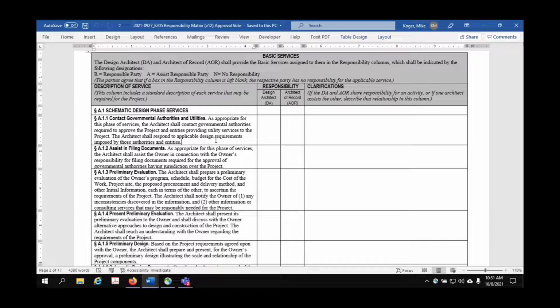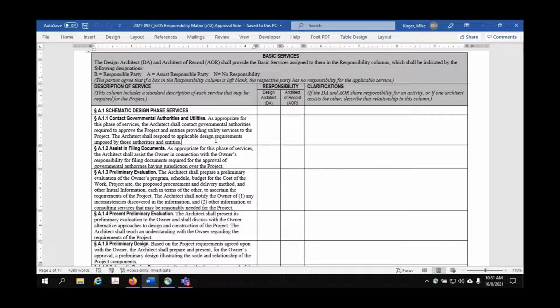Of course, the middle two columns are where the responsibilities can be selected amongst the two architects, the design architect and the architect of record. You'd either check who's the responsible party, who's going to be assisting the responsible party, and if someone has no responsibility, you'd put an X in there as well. If no designations are included, then there would be no responsibility. That would be the default. And if there are any clarifications for how the two architects are supposed to share responsibility for something, or if there's an assist responsibility, that should be explained in pretty good detail in the clarifications section.